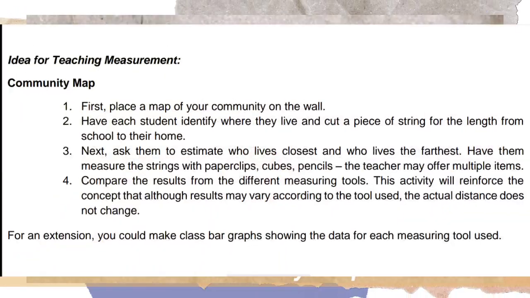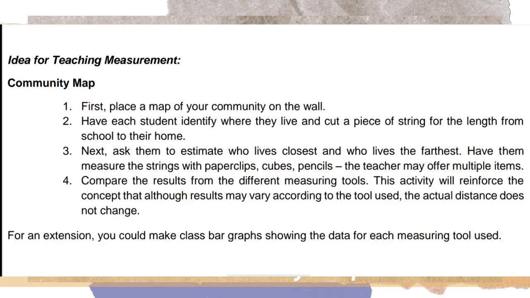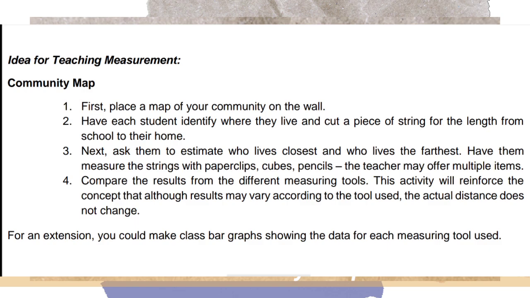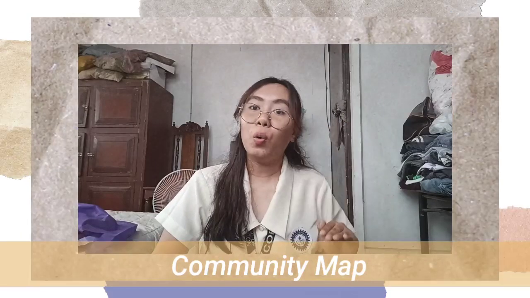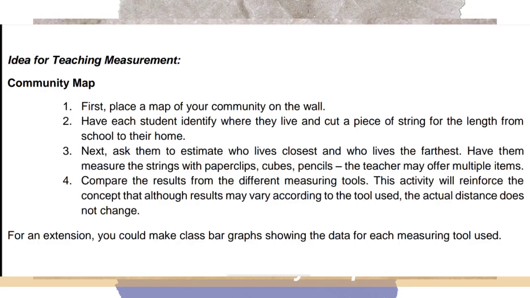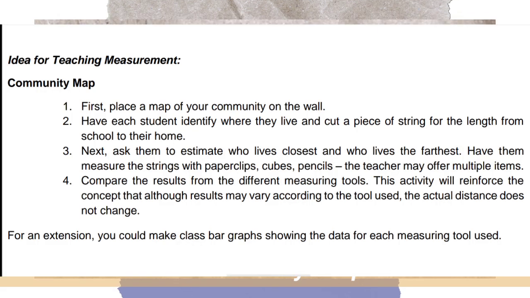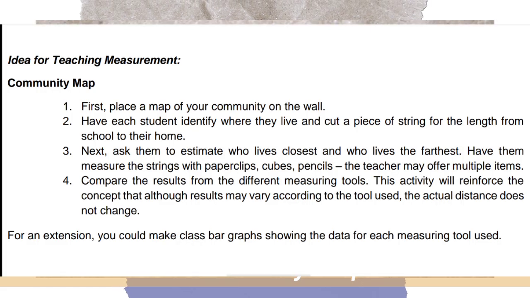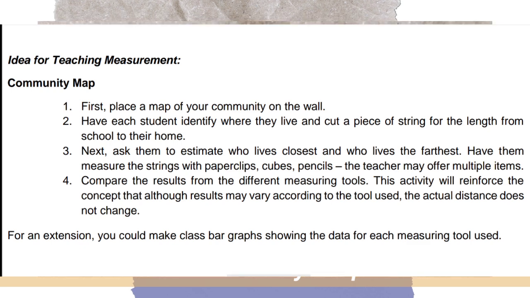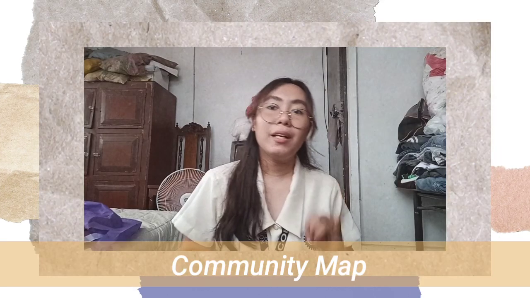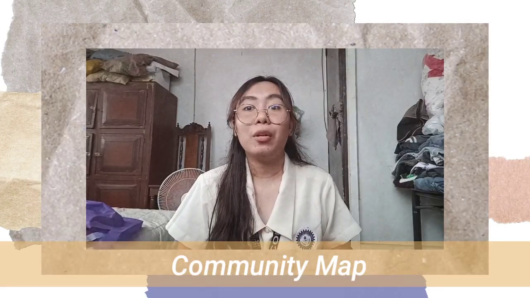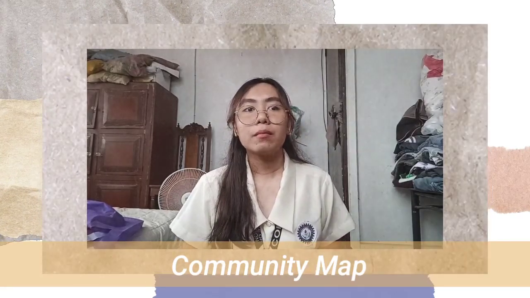Next, have each student identify where they live and cut a piece of string for the length from their school to their home. Next, ask them to estimate who lives closest and who lives the farthest using the string you have just cut. And have them measure the strings with different tools such as paper clips, cubes, pencils. The teacher may use multiple items in doing this.